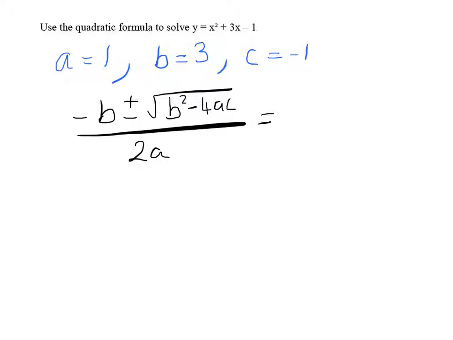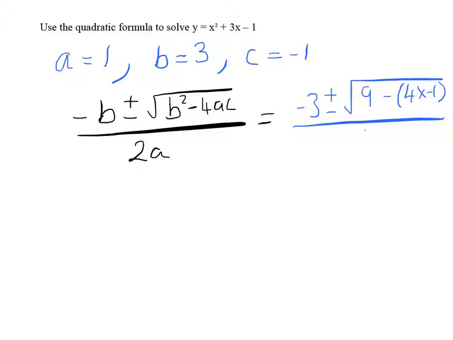We're going to substitute straight in here without doing anything fancy at this point. Negative b is going to become negative 3, plus or minus the square root of b squared, which is 9, minus, and here's where we need to be careful, 4ac is all together. So it's 4 times 1 times negative 1. And all of that is divided by 2.